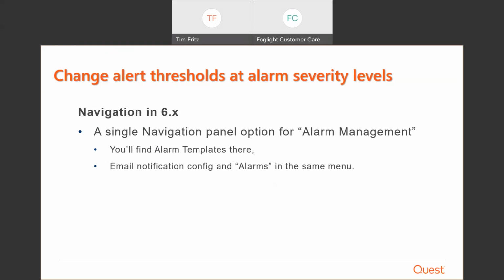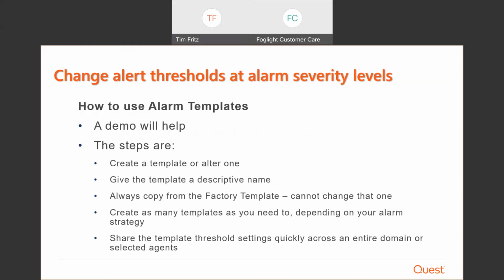Anyway, part of that navigation panel is a new option called Alarm Management, and that brings together the alarms dashboard, and the templates, and the notifications, which I'll talk about a bit, okay? So all three of them line up under that one option in the navigation panel. So it makes it really, really easy to find everything you need for alarm management. You don't have to go digging for it, right?